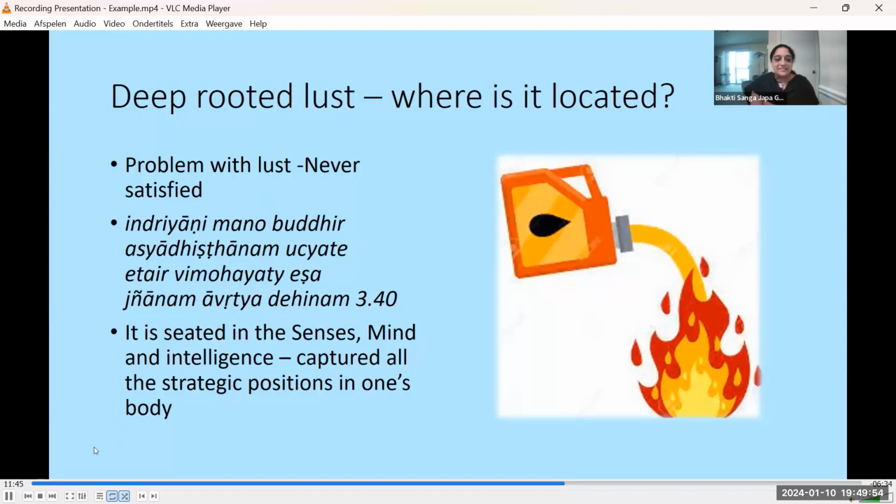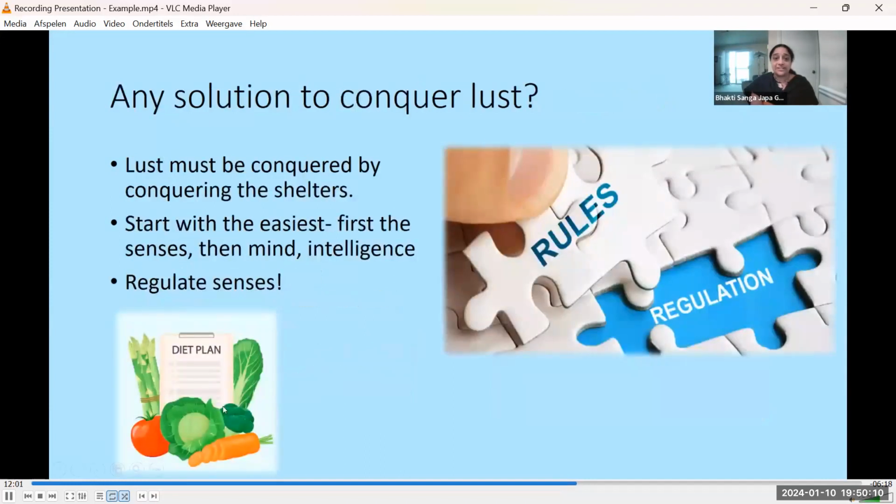Of course, in the previous slide, we just spoke that for human beings, it is easy. But still, though it is so much easier for us than for animals, still the lust is deep rooted and it is sitting in all strategic points. So how do we tackle this? How do we get out of lust? How do we conquer it?